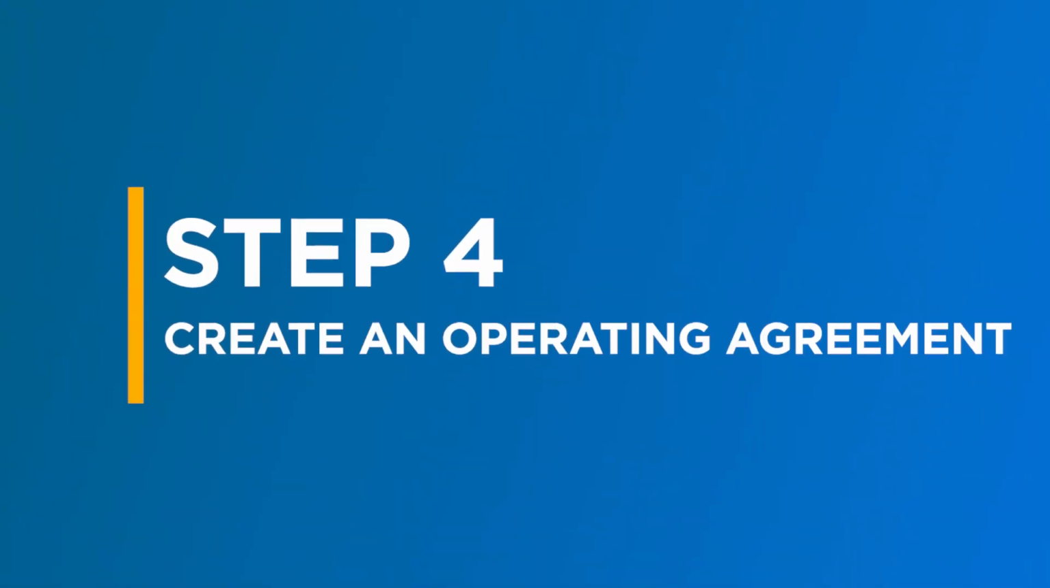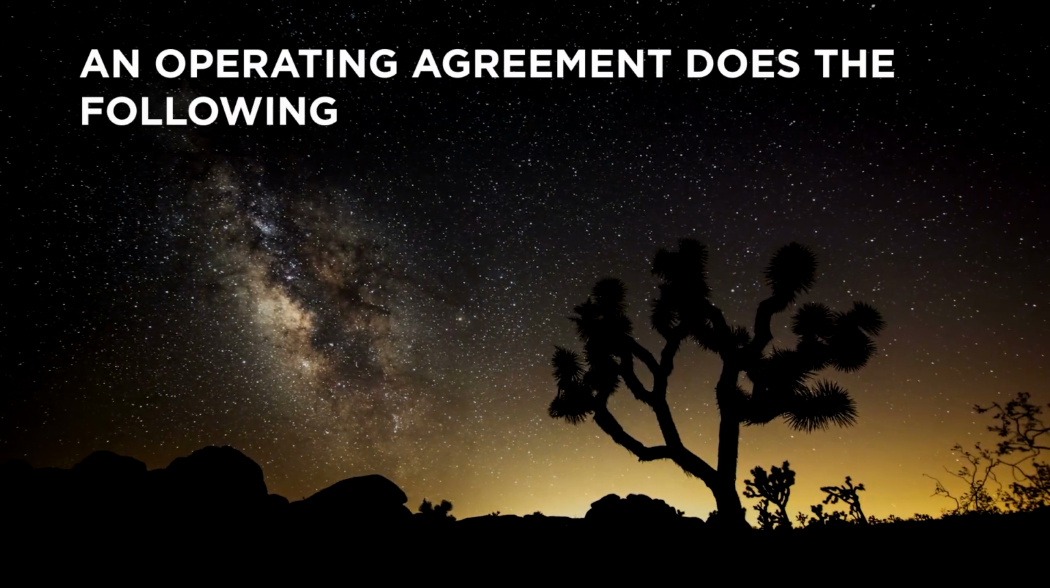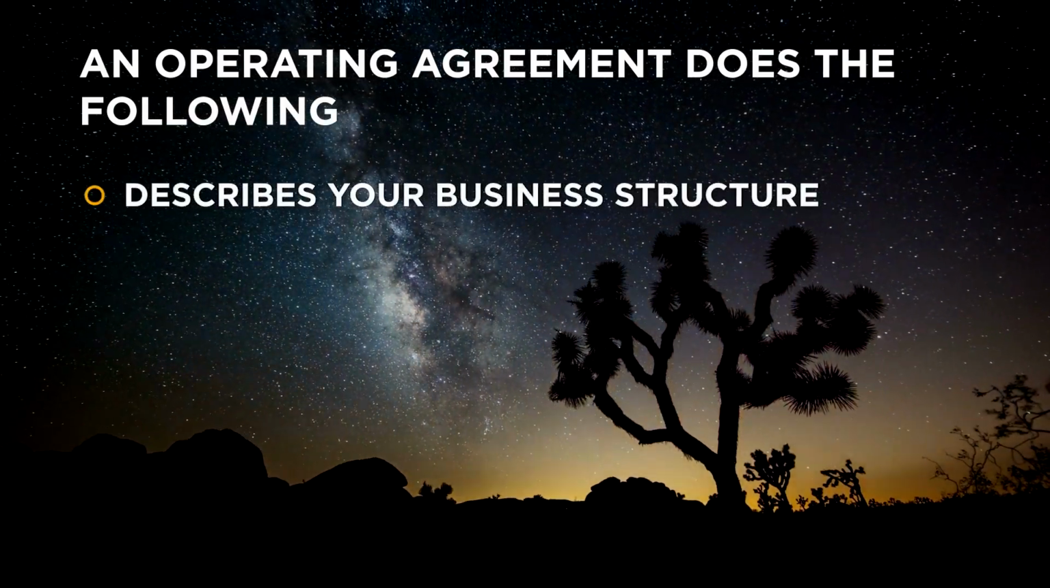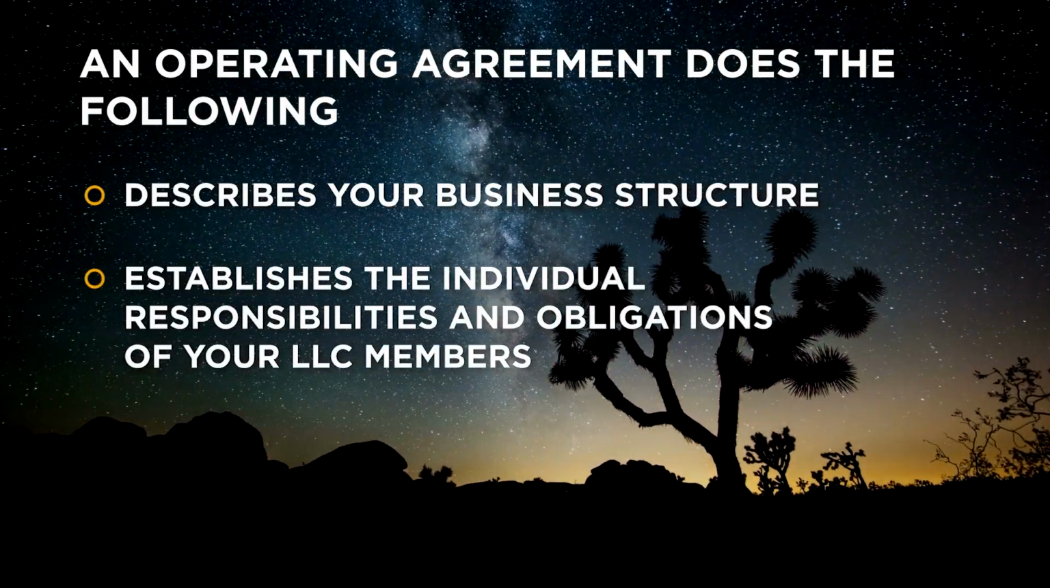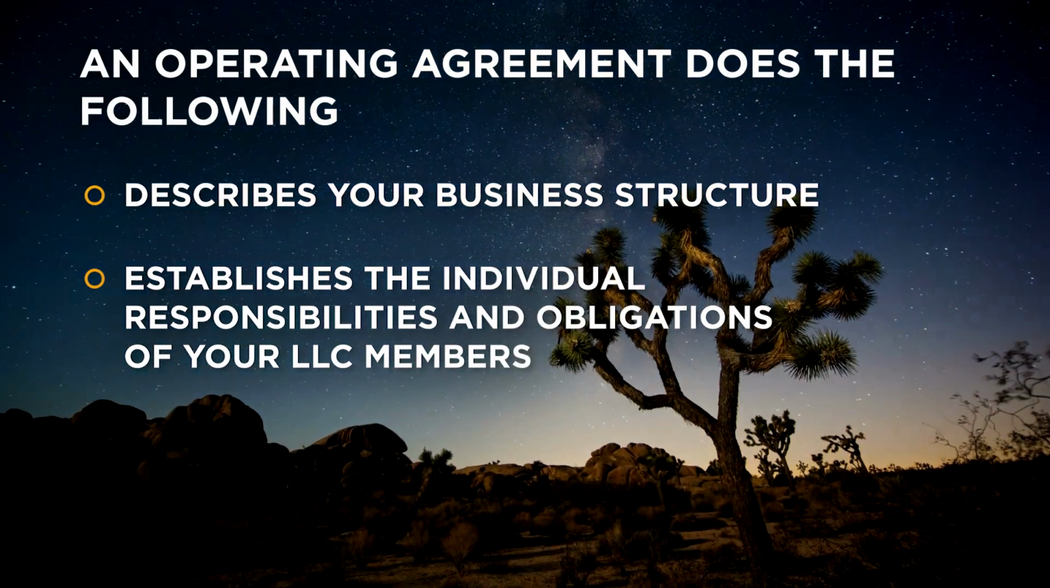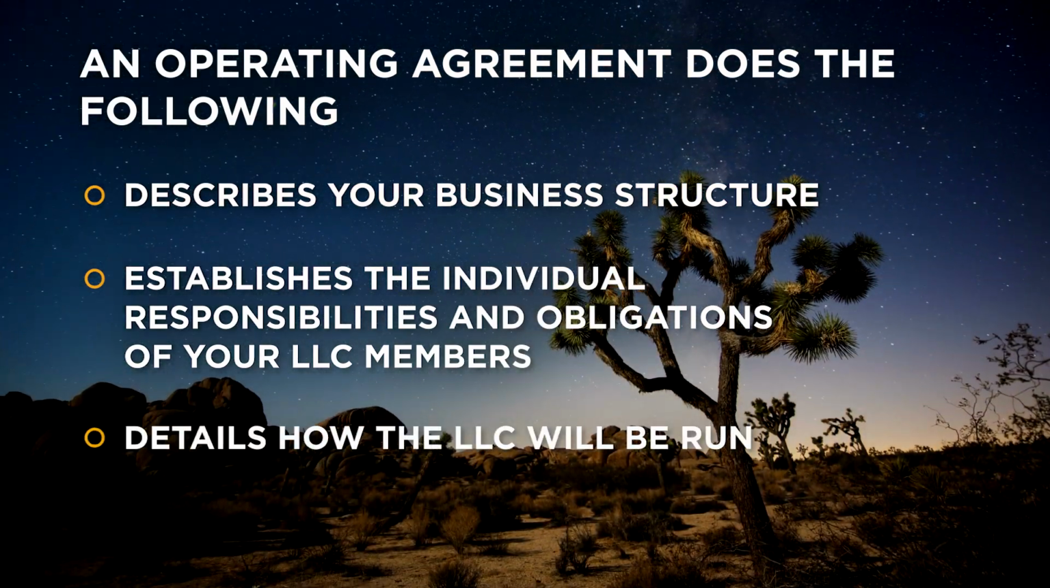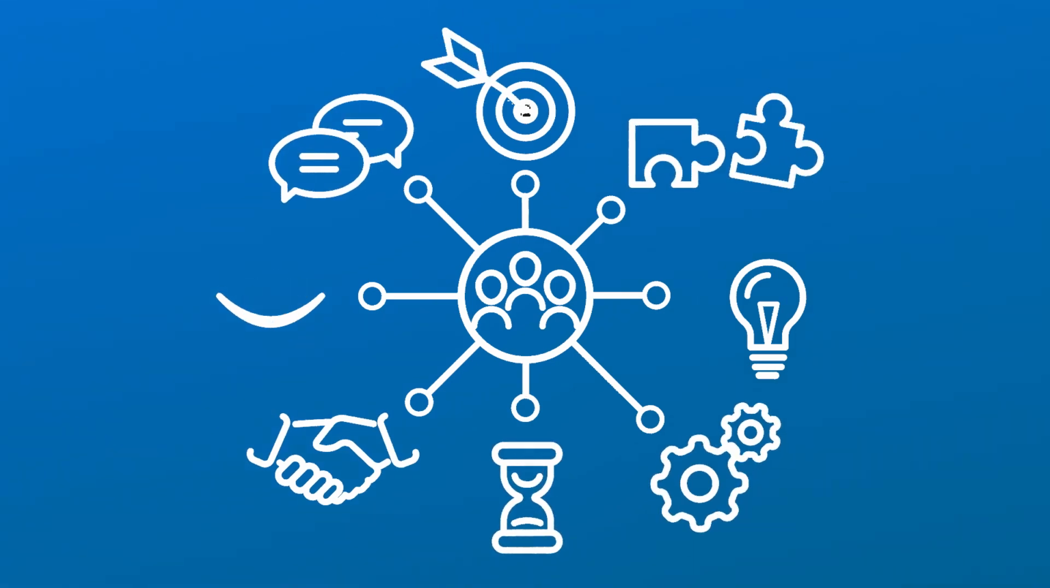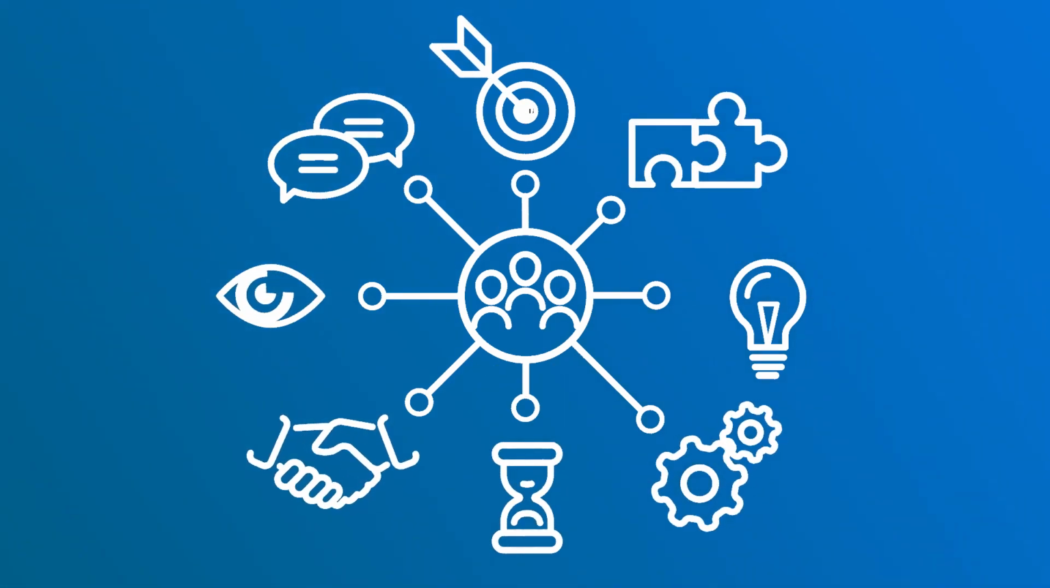Step 4. Next is to create an operating agreement. An operating agreement does the following: describes your business structure, establishes the individual responsibilities and obligations of your LLC members, and details how the LLC will be run. Although California doesn't require one, an operating agreement clarifies the specific duties of its members, which may help your LLC avoid significant legal and operational difficulties.